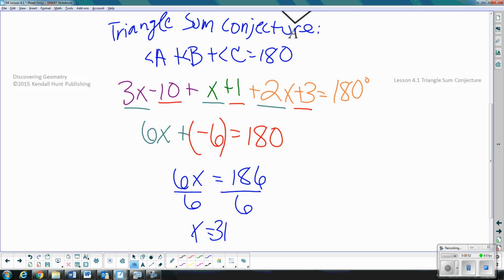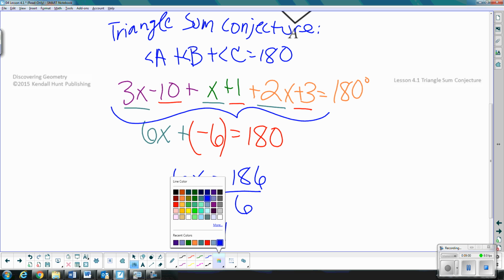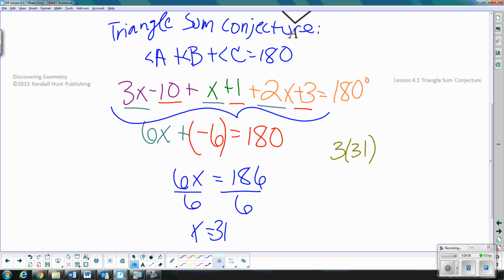So now if we substituted 31 back into this, we should get a true statement. And this is just how we're going to double check. So it should be 3 times 31 minus 10 plus 31 plus 1 plus 2 times 31 plus 3. That should equal 180. And I just plugged it into my calculator, and it does. That's how I know that this answer is correct.